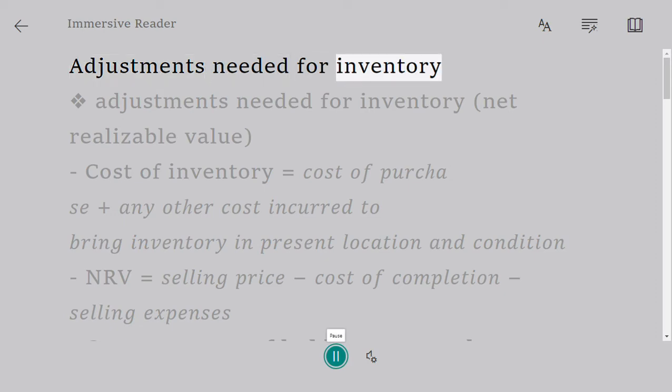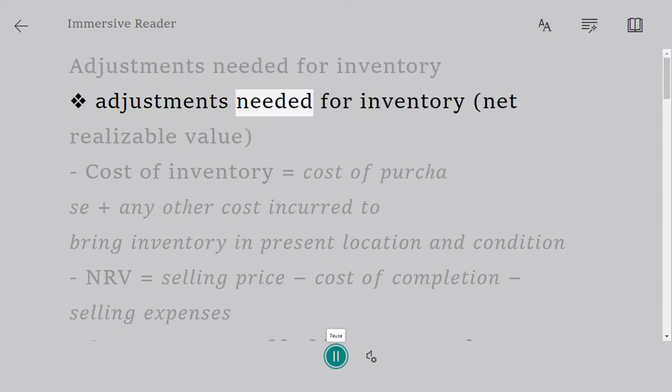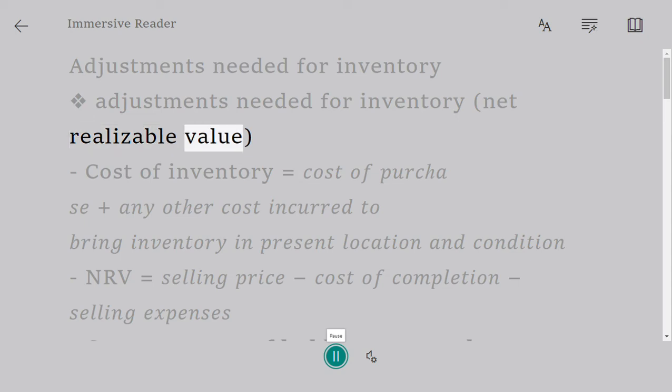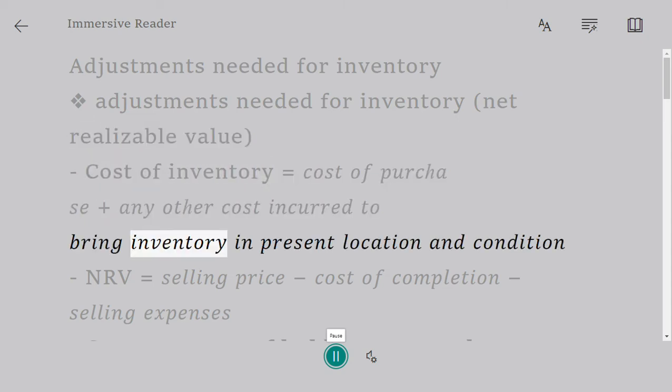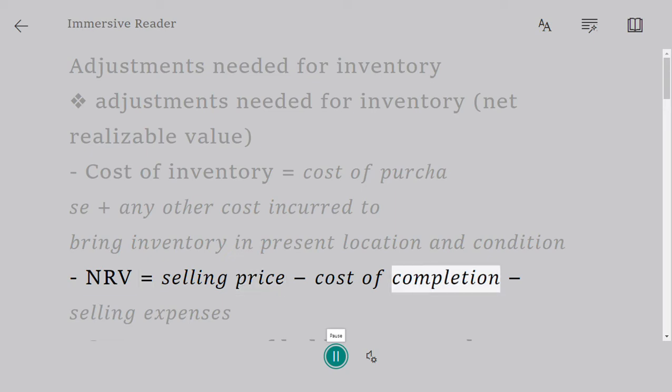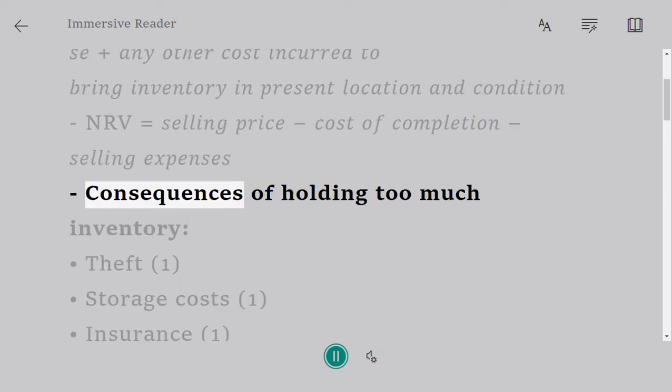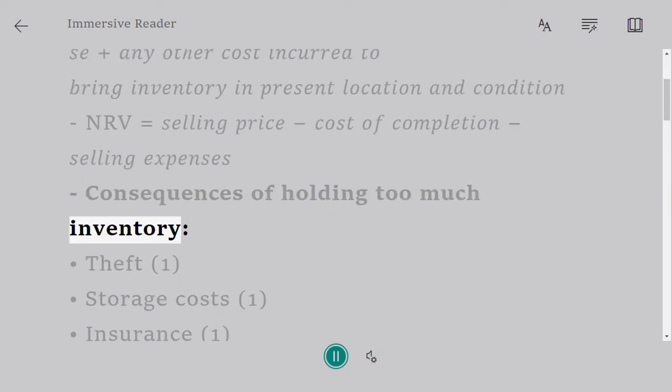Adjustments needed for inventory, net realizable value. Cost of inventory equals cost plus any expenses. NRV equals selling price minus costs to sell. Consequences of holding too much inventory.